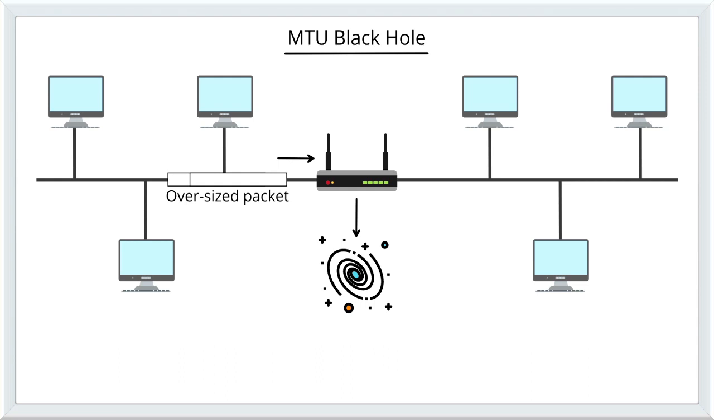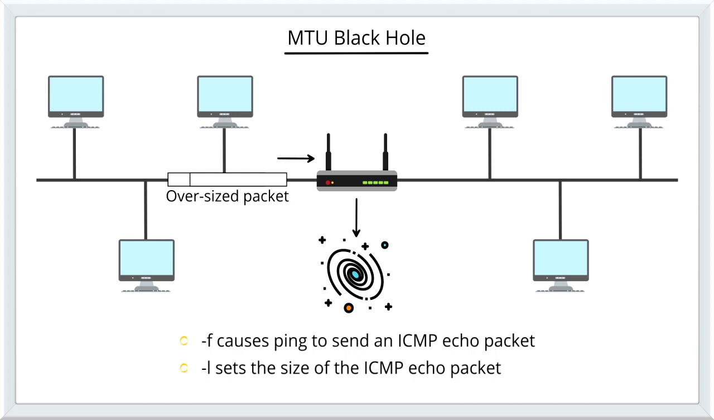If you experience an unexplained broken route, you can use the ping command to try and locate the possible black hole router in the path by including the following parameters along with the IP address of the destination host you're attempting to reach. -f causes ping to send an ICMP echo packet that has the do not fragment bit set. -l sets the size of the ICMP echo packet. The results of the ping test using these options will provide you with several key pieces of information.